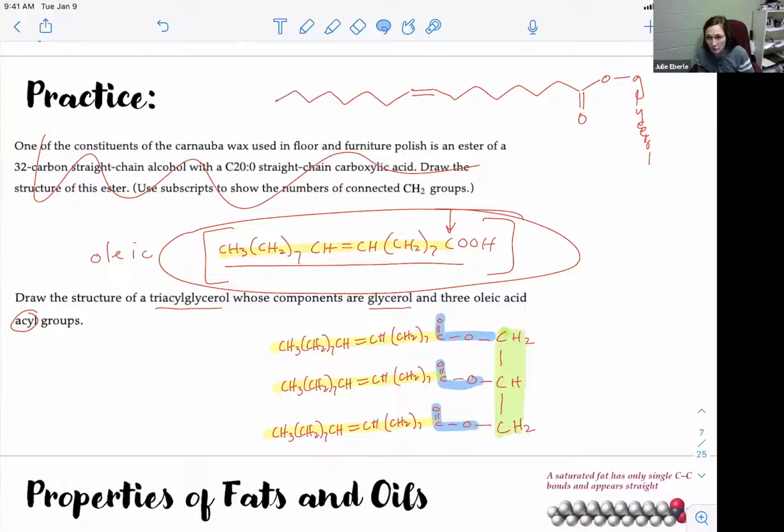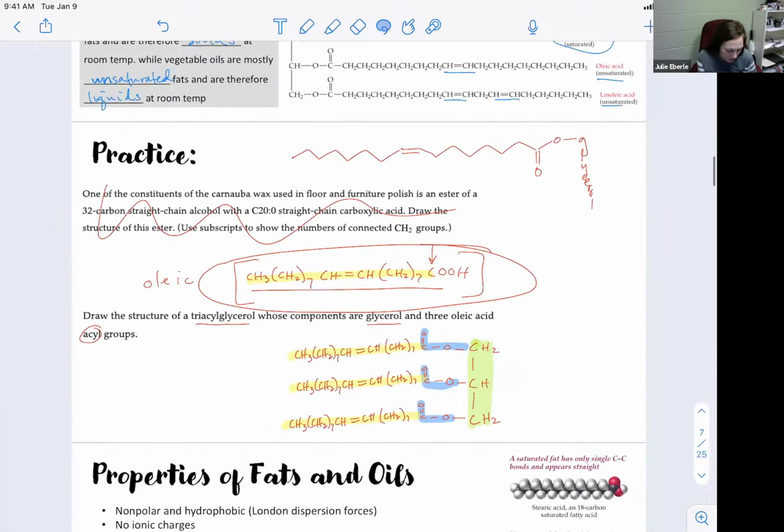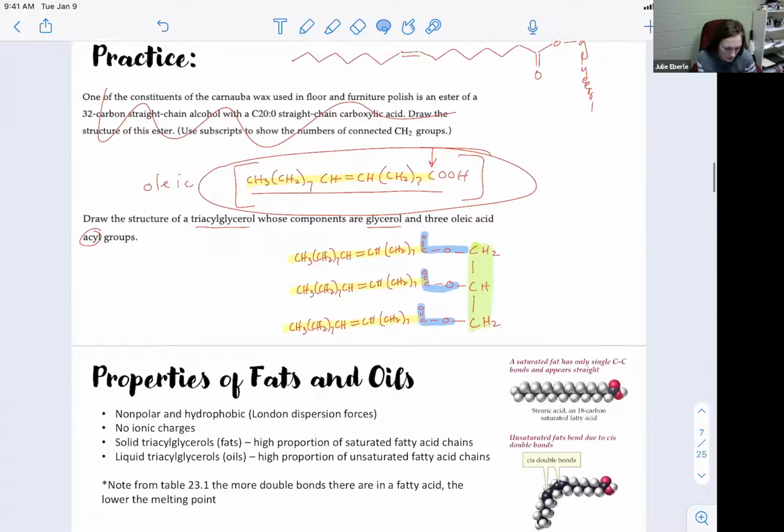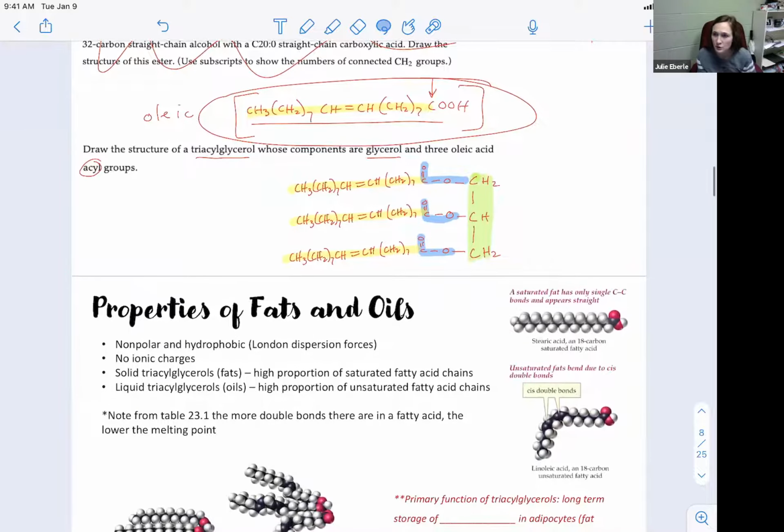I know this is new, so I know it's probably not very comfortable, but this is the one type of lipid I want you to be able to draw structures for. And again, I will give you that table. You will not have to memorize what oleic acid is.